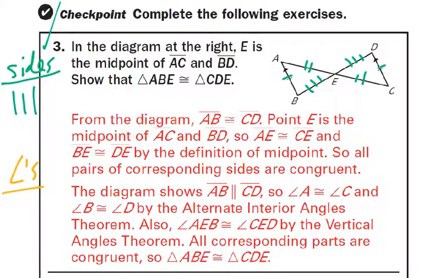Now, if we look at the angles, the important thing to remember is that we have got parallel lines here. So, since those are parallel, we know that angle A and angle C are congruent because they are alternate interior angles. B and D are alternate interior angles for transversal BD. So there's 2 pairs. Now, the 2 angles in the middle, angle AEB and angle CED, are congruent because they are vertical angles. So there's all 3 of our angles. So all 3 sides, all 3 angles. So yes, we can say the 2 triangles are congruent.